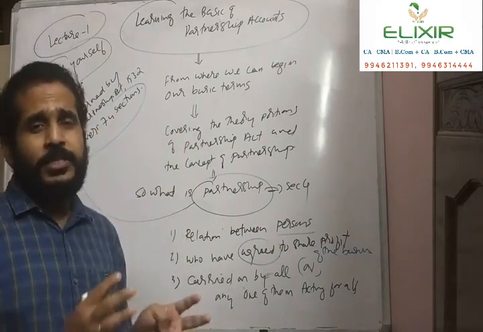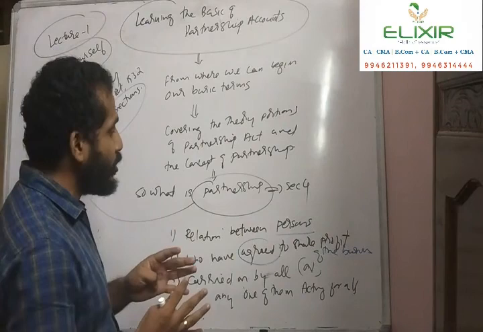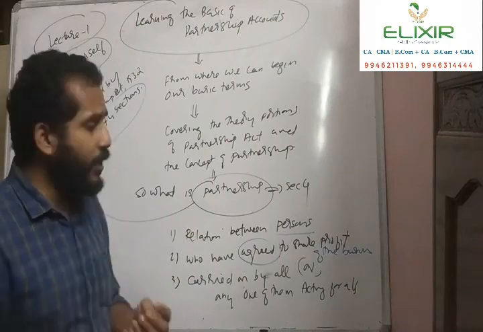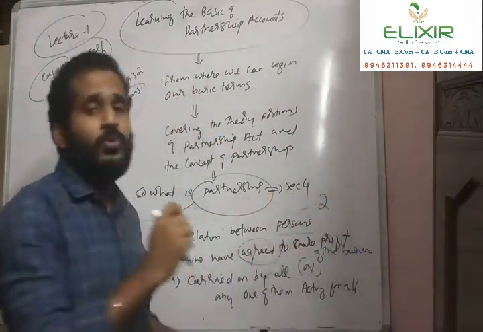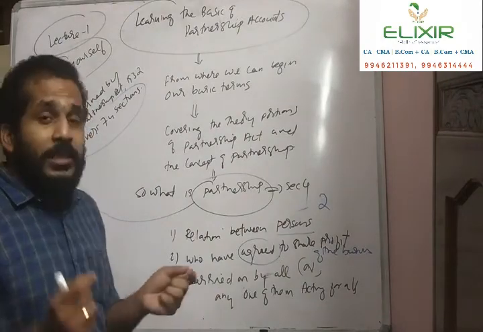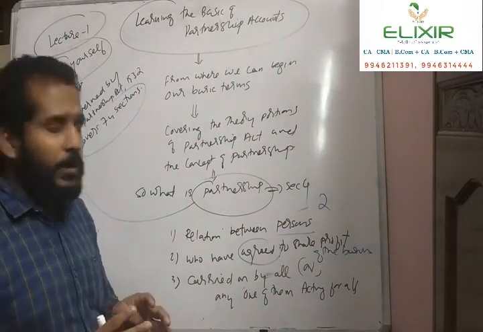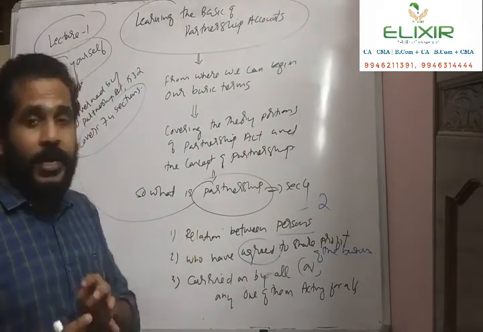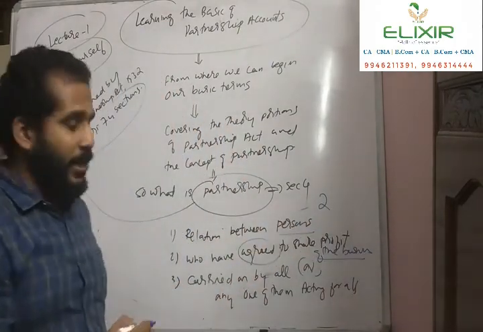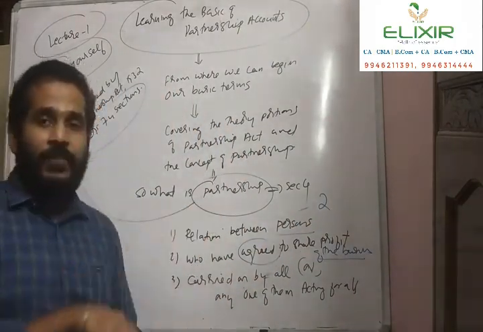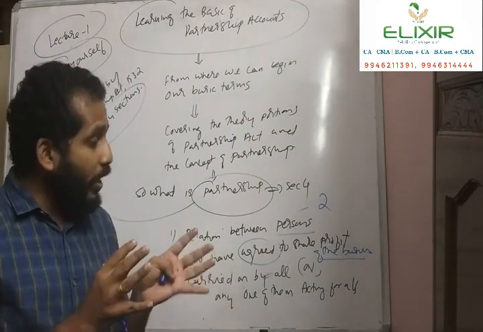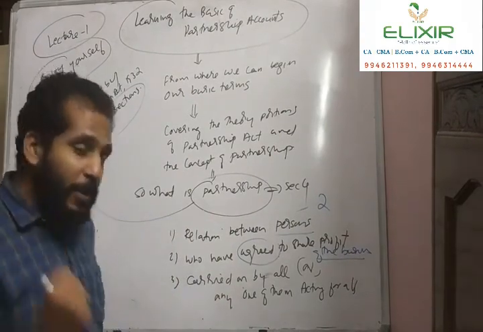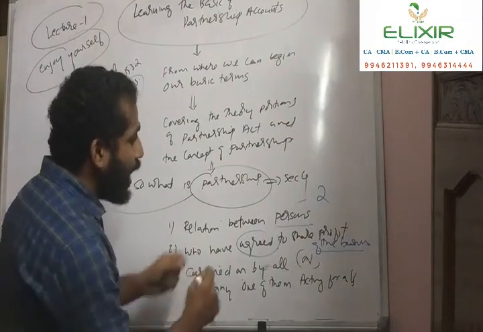So the partnership business is constituted through a relation between persons. That means there should be more than one person. As per the Partnership Act, there must be at least 2 persons to constitute a partnership business. They agree to carry out the business. They are in relation with each other to conduct a business, and agree to share profit of the business, and the business is carried on by all.